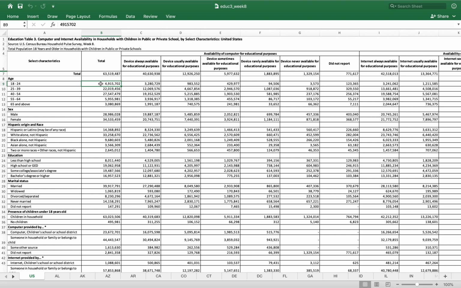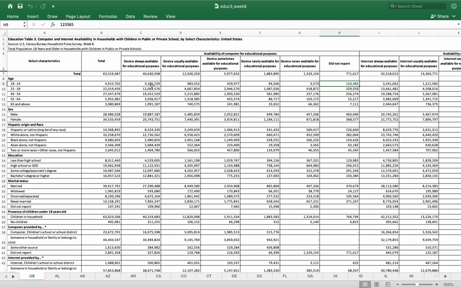And so it's showing that there was about 4,900,000 college-age people, 18 to 24, who were interviewed in week 8. And so it said, of those, 3,000,000 of them always had a device that they could use for education when we went to remote learning. About 1 million of them, 983,000, usually had it available. And then 429,500,000 had it sometimes available. And then 94,000 said that they rarely had a device. And then 3,500 report that they didn't have one at all. And then 123,000 didn't want to report.